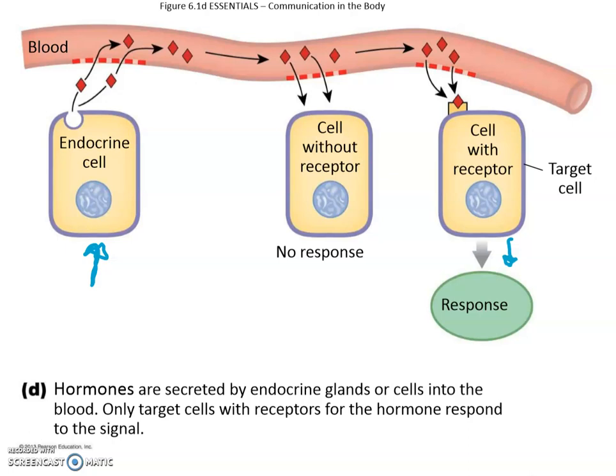When you're having a hormone, a signal that's being sent out, it needs to bind to a specific receptor that's intended for that particular signaling molecule. And then once that interaction has happened, that the signaling molecule has found its receptor, that's when you get a response in the target cell.